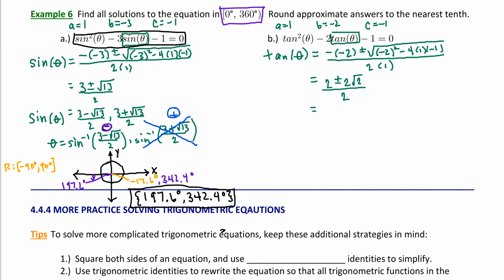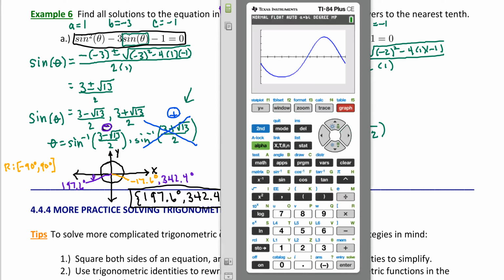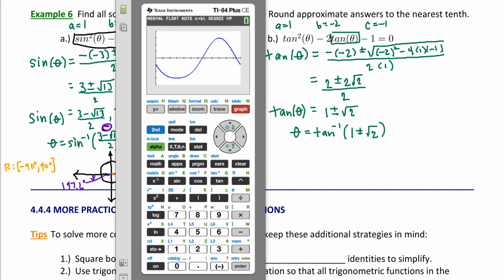Because both of our terms are divisible by 2, we can reduce this to 1 plus or minus the square root of 2. Don't forget we have a tangent of theta over here on the left side, so we haven't yet found our solutions until we apply inverse tangent to both sides. So we're going to evaluate inverse tangent of 1 plus or minus square root of 2. Now, unlike our issue with the inverse sine over here, the domain of inverse tangent is anything from -infinity to infinity, so we will not find a domain error regardless of the size of those arguments.